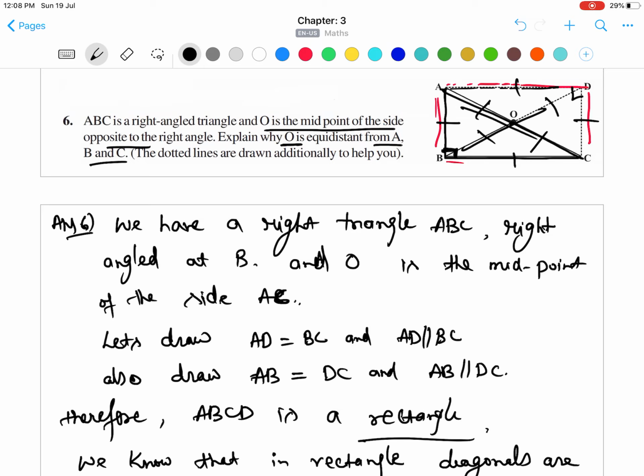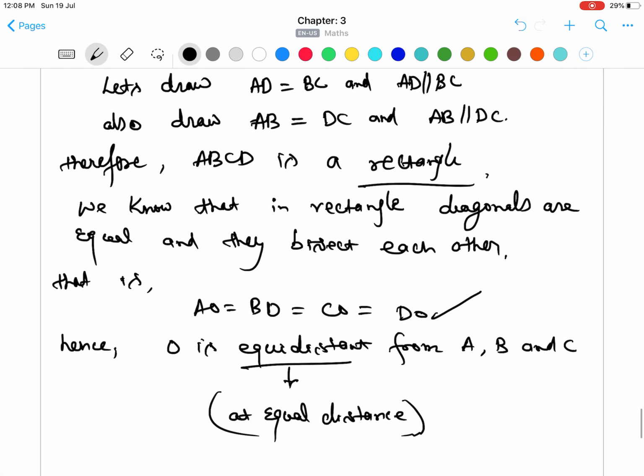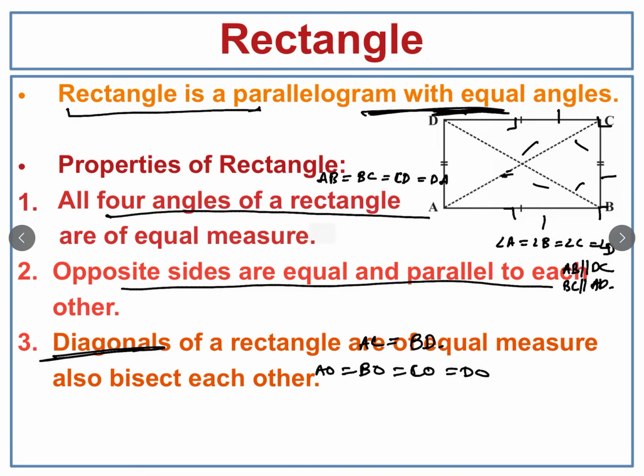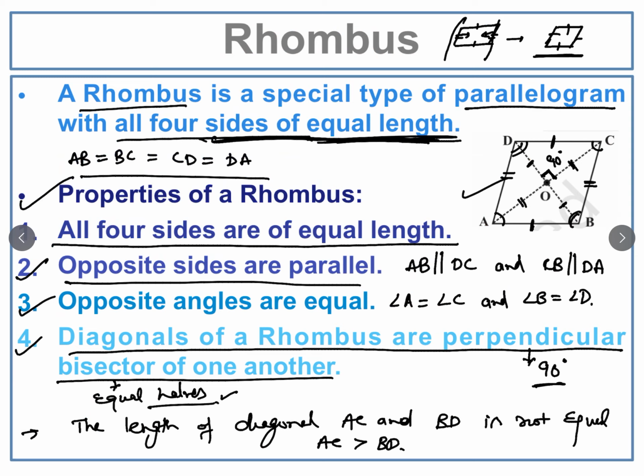What you are supposed to do is practice all these questions, and also first read and understand all these properties of square, rectangle and rhombus.